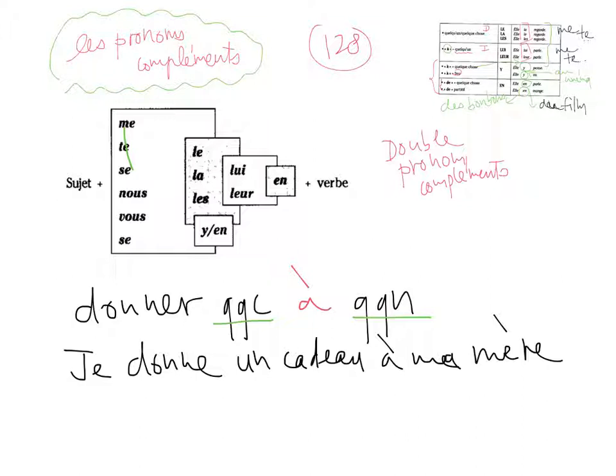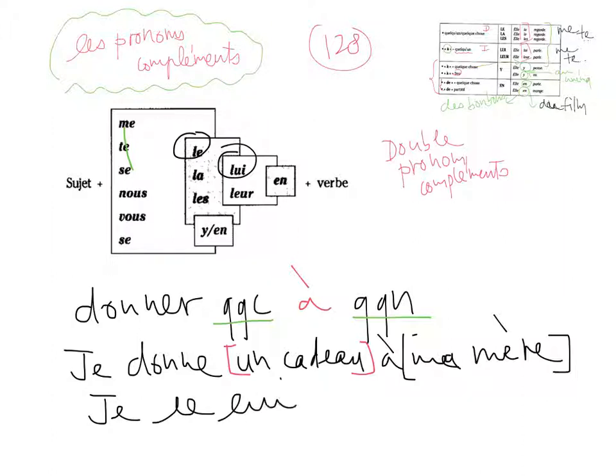Well, then you take a look at your little table here. Un cadeau is an object. So un cadeau would have to be le right here, right? Ma mère is a person. So ma mère would have to be lui, sorry. And if you use double pronoun, as usual before the verb, you follow the order. It gives you je le lui donne. Very simple.